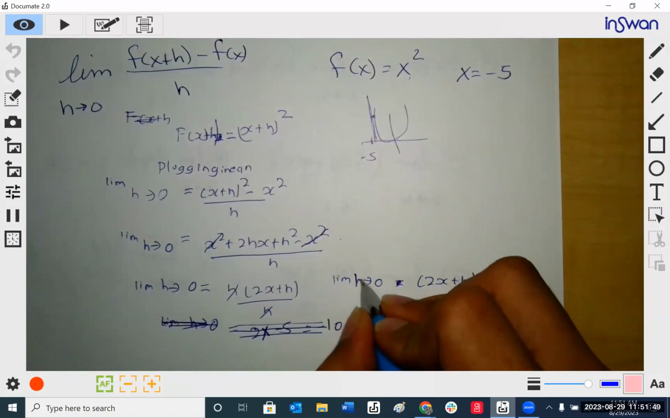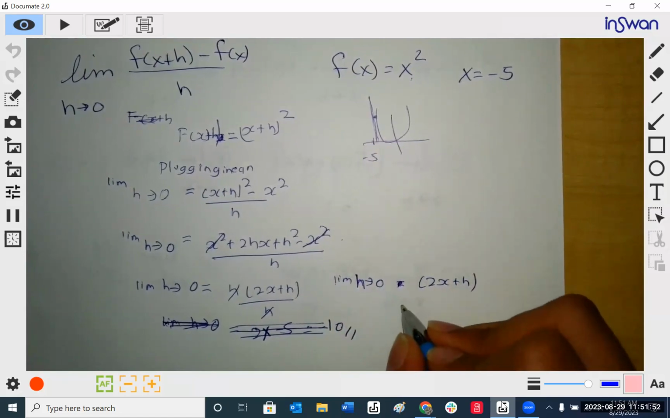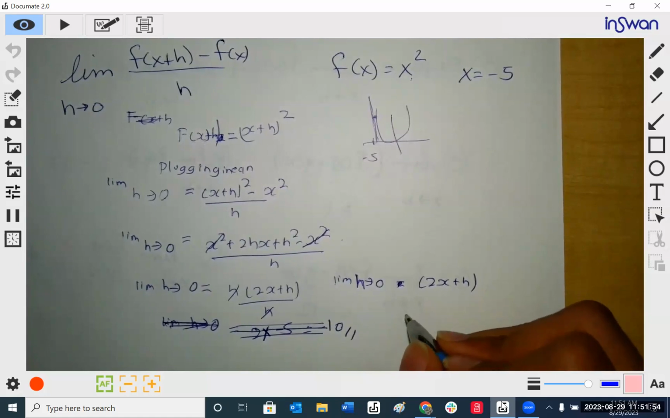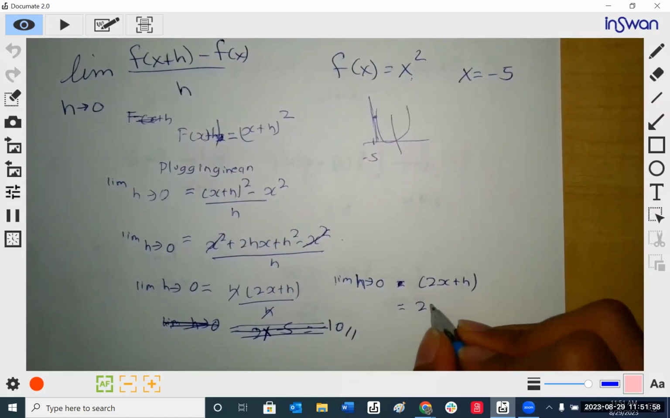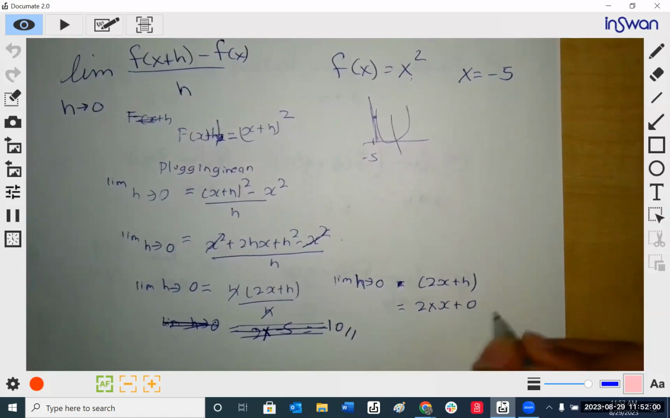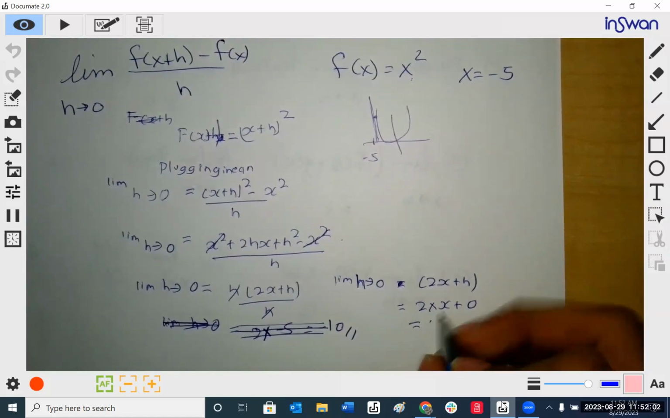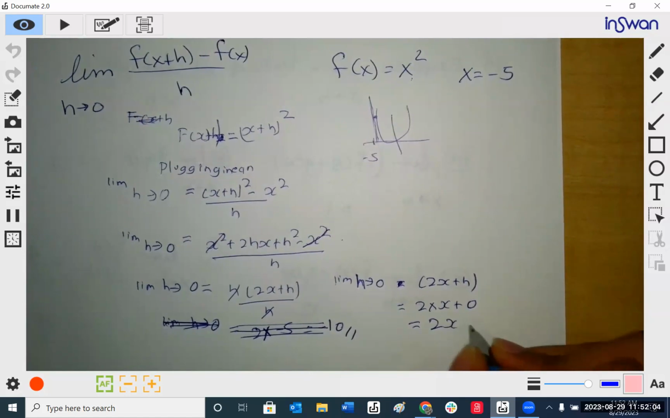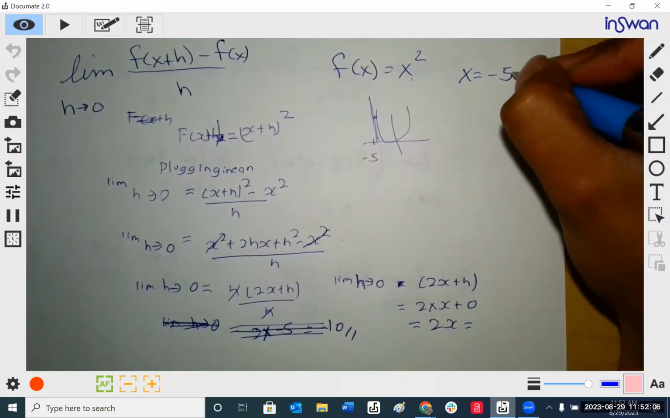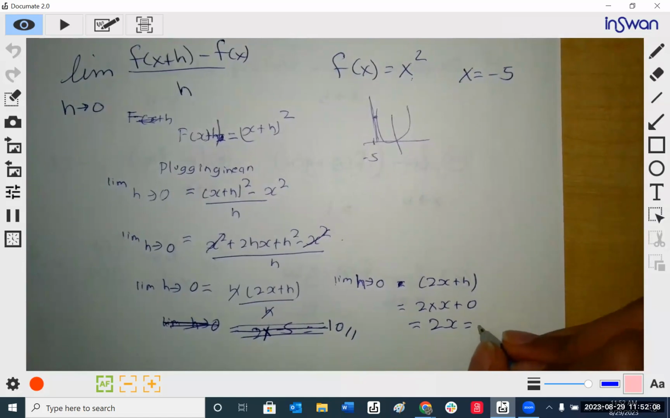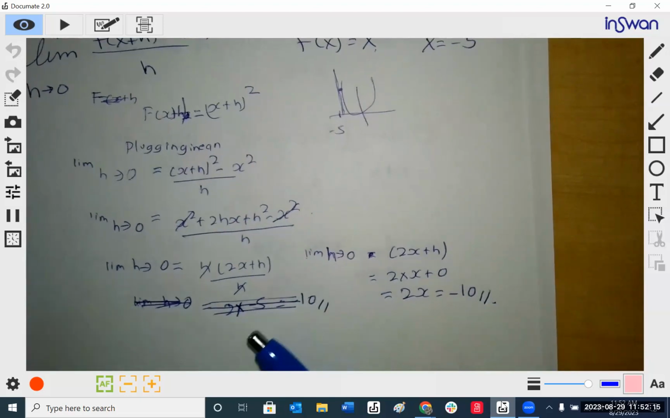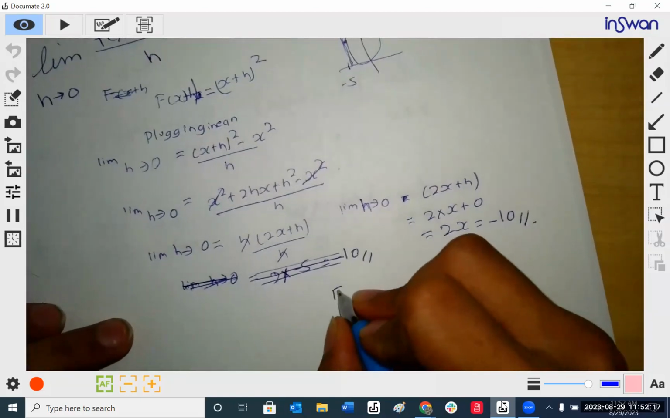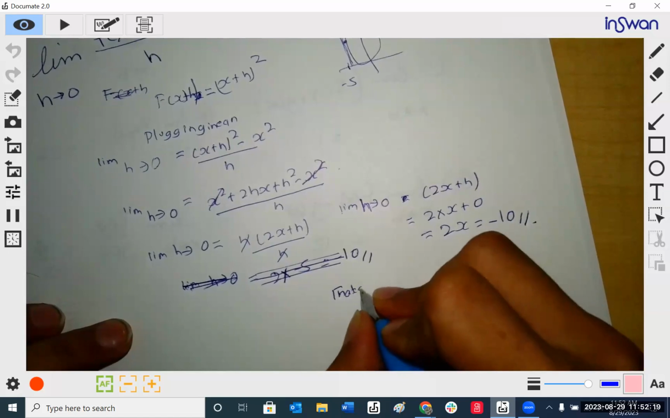So now, anywhere you see an h, what do you do? I'm going to plug in 0. Put 0 in place of h, right? So it's 2 into x plus 0. That will be 2x, right? Yeah, there's 2x, and I plug in the value of x, minus 5. So it's minus 10. That's your answer. That's the slope of the tangent line of the curve at that point.